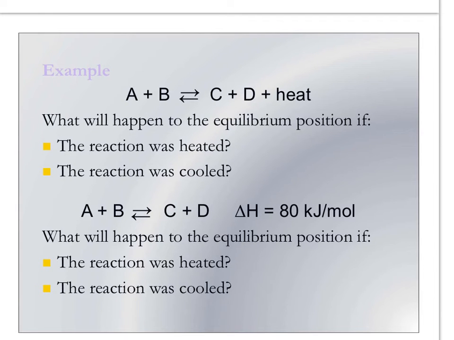So let's take a look at this first example here. A plus B reacts to yield C plus D again, and it also produces heat. So this is an exothermic reaction. How do I know that? Because heat is being released, or it's in the product side, right? So what if this reaction was heated? That means I'm adding more heat, right? Well, if I add more heat, the heat is on the side of the products. I have too much heat now because I heated it. So which way would it shift to remove some of that heat?